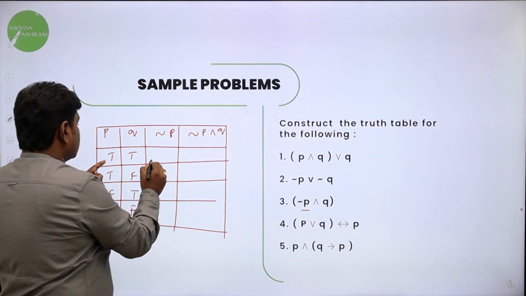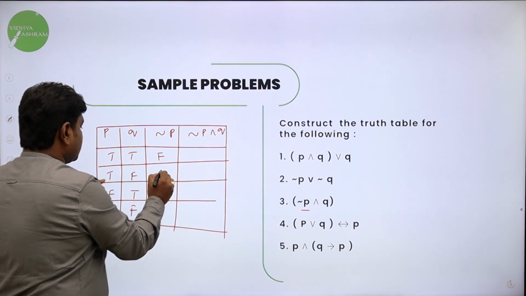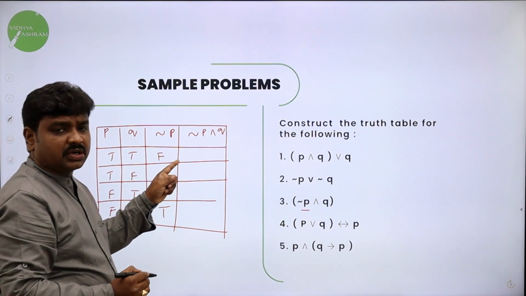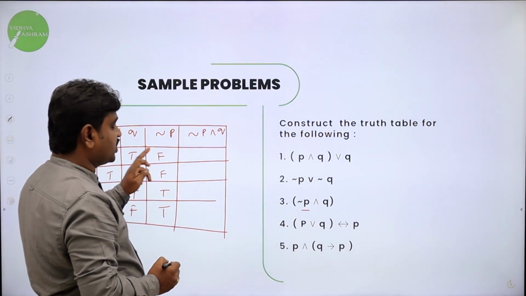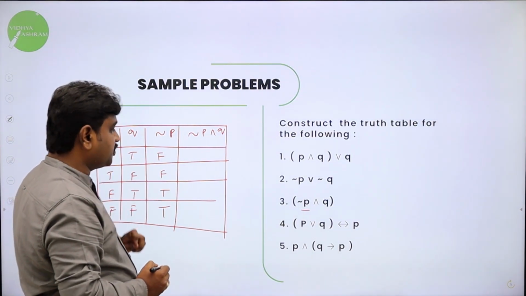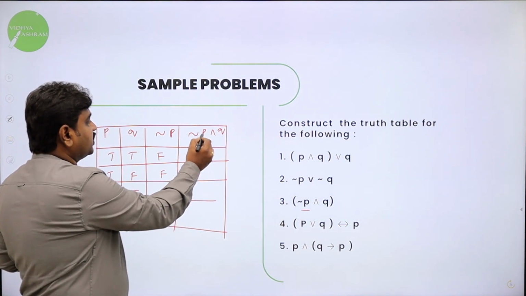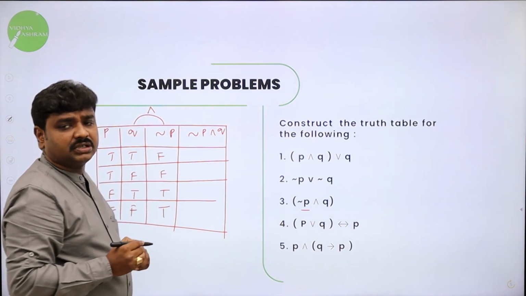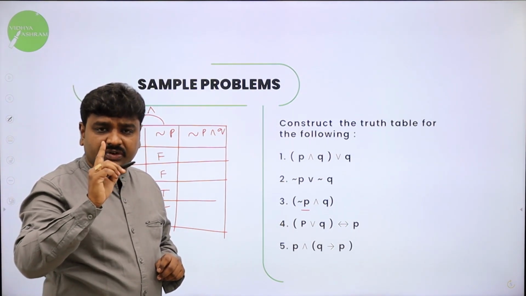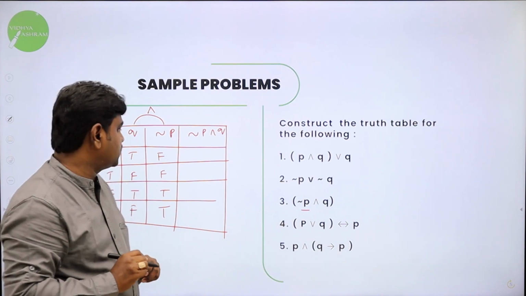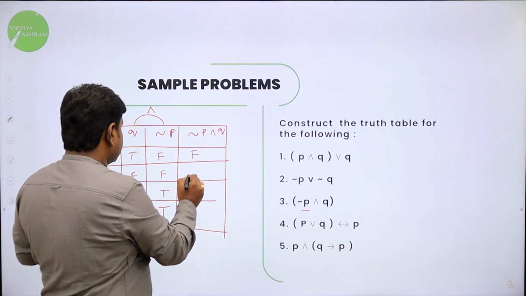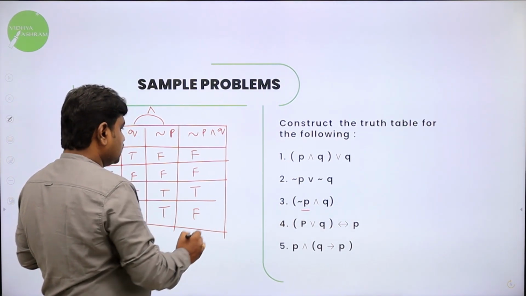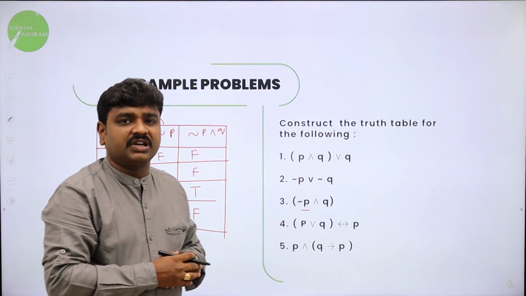So now what are the possibilities? Negation P means not P, so it will become false, this will become false, this will become true, and this will become true. You know negation P means what? Not P. So when P is true, negation P is false. Now I have to operate negation P and Q. For this and this I should operate the AND operation. All of you know the logic of AND. If any one statement is false, result is false. So here one statement is false, result is false, false again, true, this is false. So now we got the truth table.